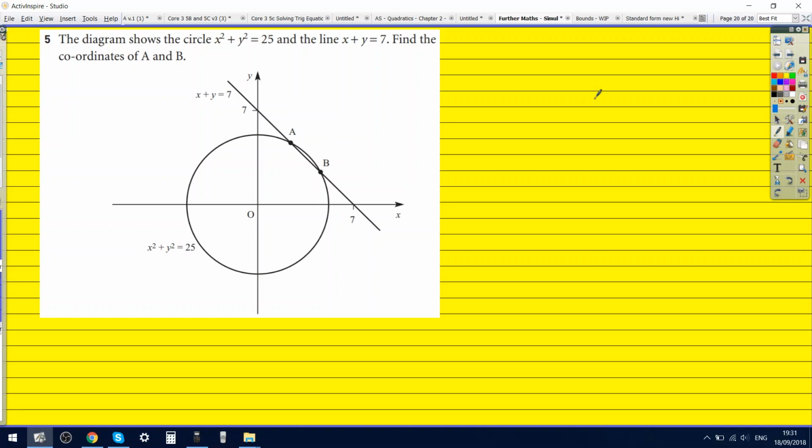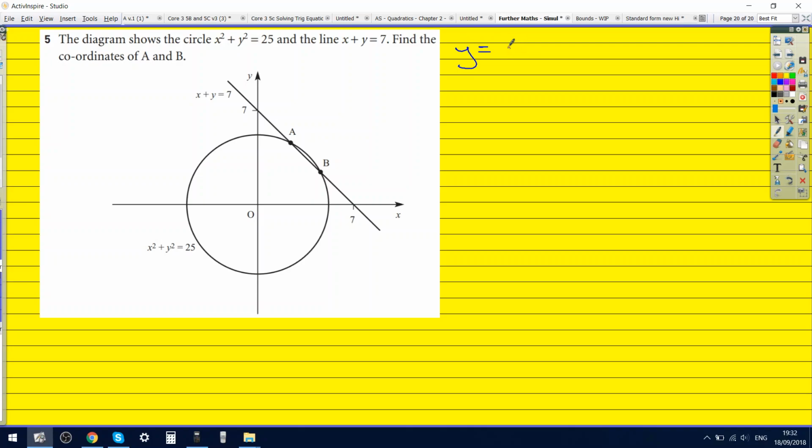A and B, so that's where they cross basically. X squared plus y squared is 25. X plus y is 7. So this would be a substitution method here. Y is minus x plus 7.